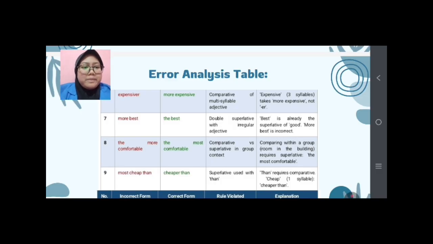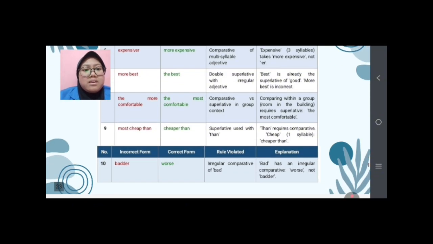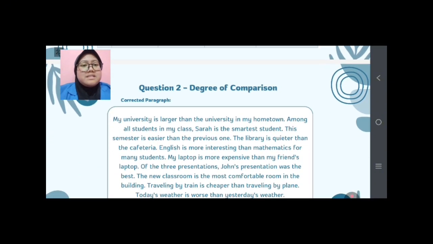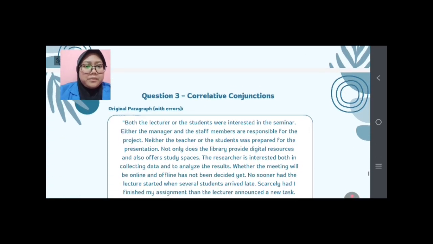Comparative versus superlative in group context. Comparing within the group, rooms in the building, requires the superlative: the most comfortable, not most cheaper than. Superlative is not used with than. Than requires a comparative. Better, worse. Irregular comparative of bad. Bad has the irregular comparative worse, not better. So this is the correct paragraph. Okay, let's go. We continue.